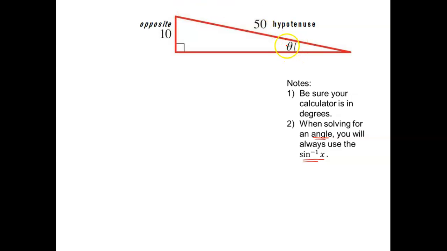So for this one, if I set it up in relation to this theta here, if I'm trying to find this side, then this is going to be the opposite side, and this is going to be the hypotenuse. So the sine of theta equals the opposite side, which is 10, over the hypotenuse, which is 50. If I want theta by itself and need to get rid of sine, I'm going to take the inverse sine of both sides, because we remember that inverse sine and sine, when composed together, cancel each other out.